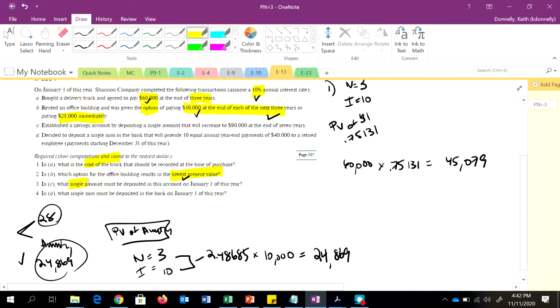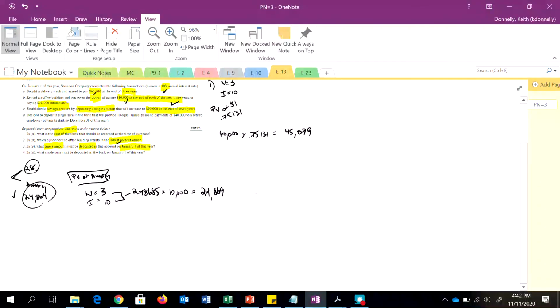It says in C, what single amount must be deposited in the account on January 1st of this year? So we look at it, it says establish a savings account. We deposited a single amount. It will increase to $90,000 at the end of 7 years. So what we're doing here for C is we're going to be using the present value of a dollar table, right? It was a single amount that's being deposited. Our number of periods is 7 years. Our interest rate equals 10%.